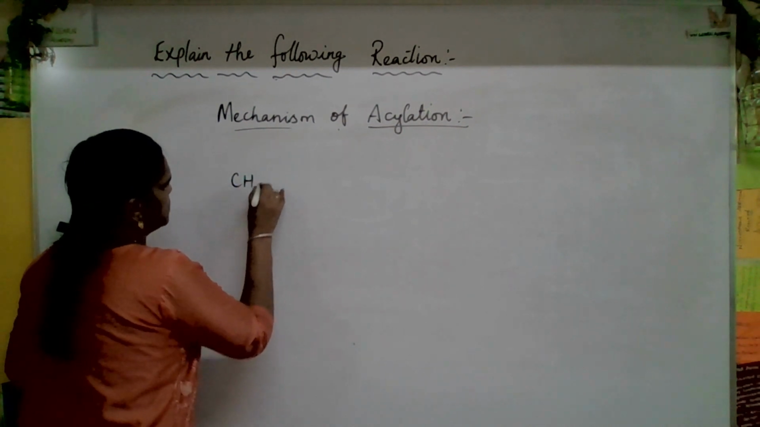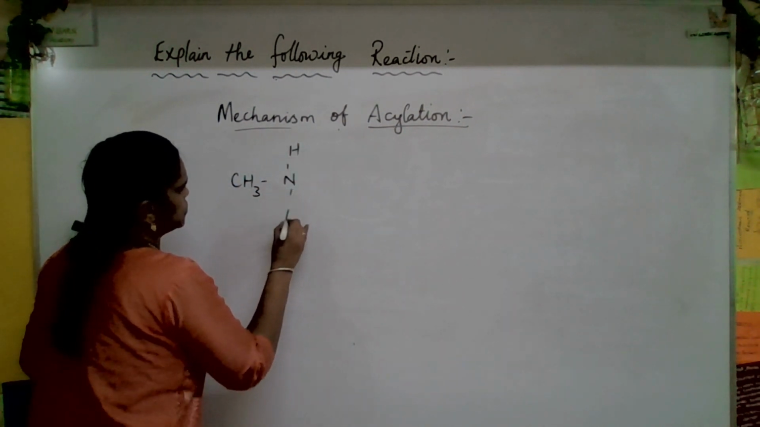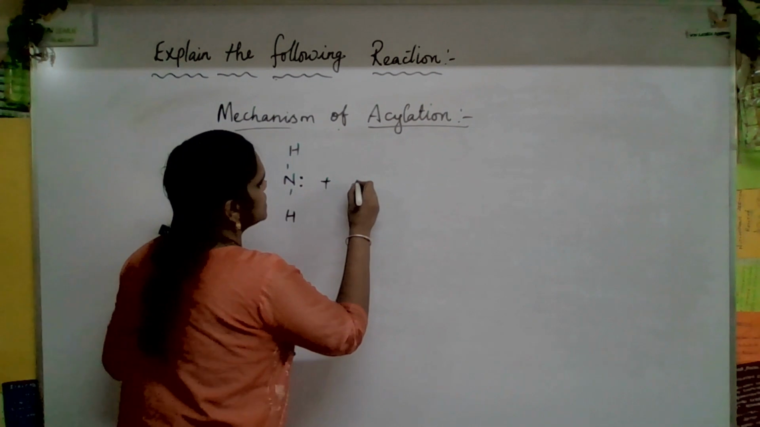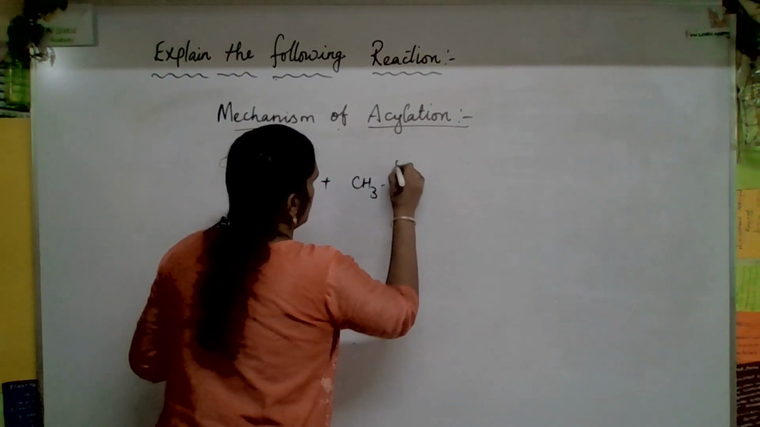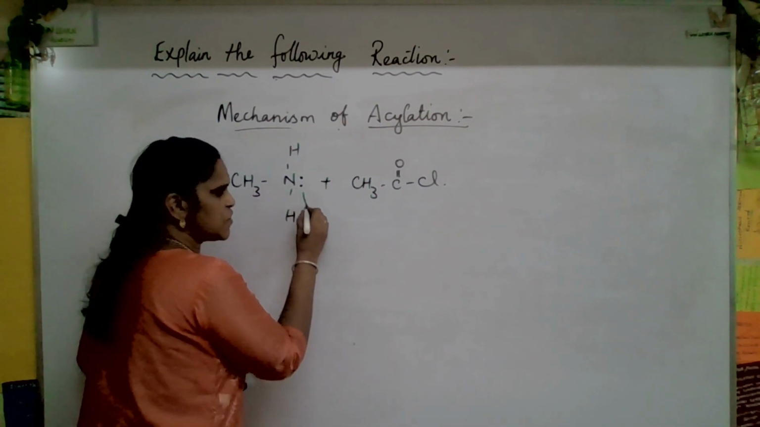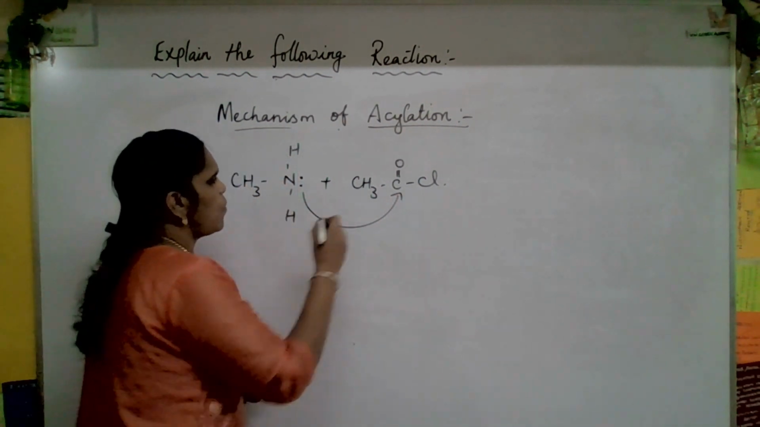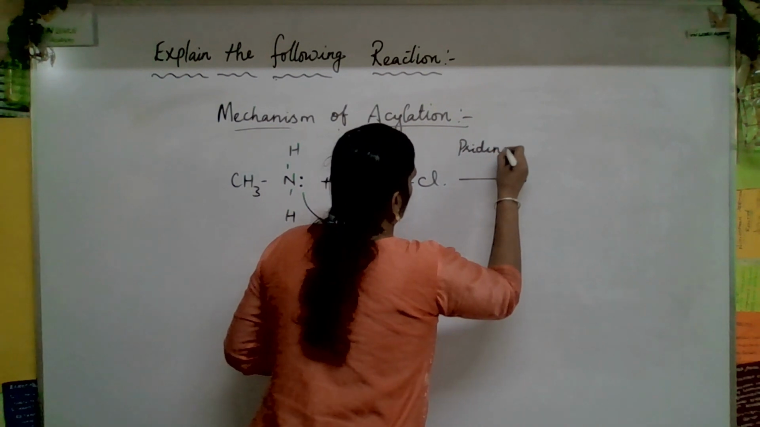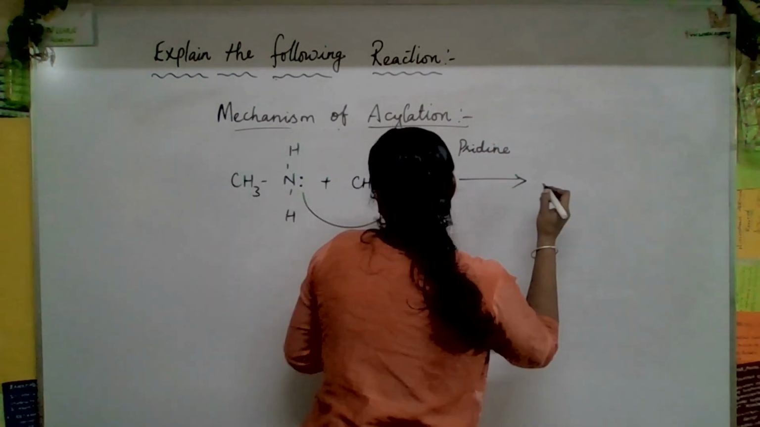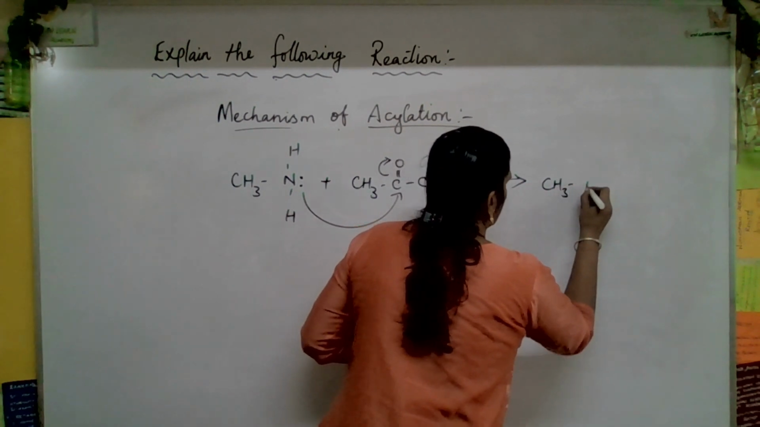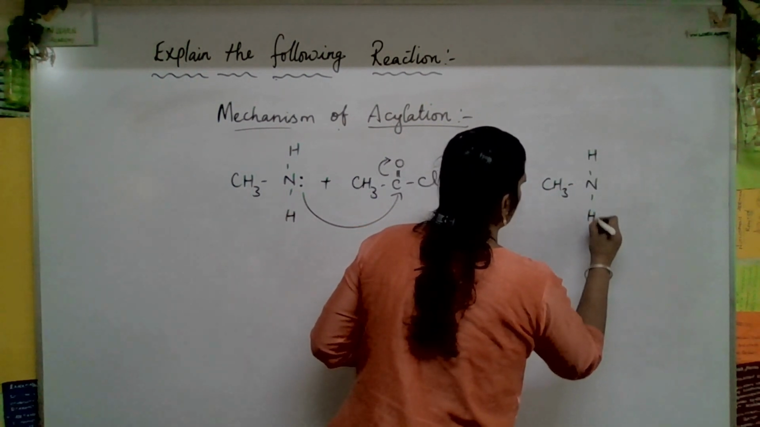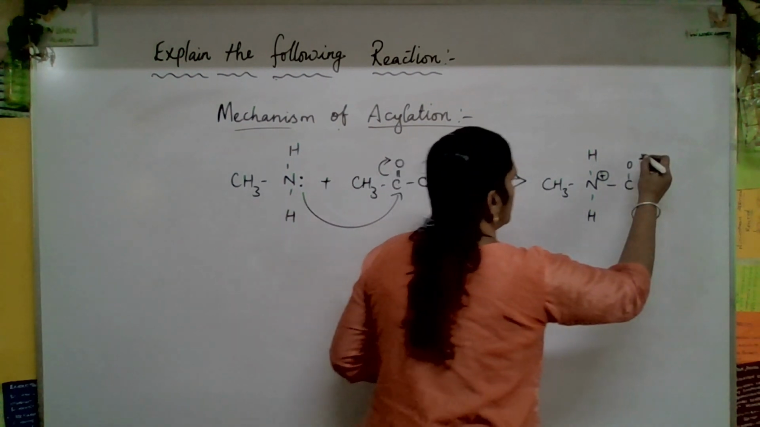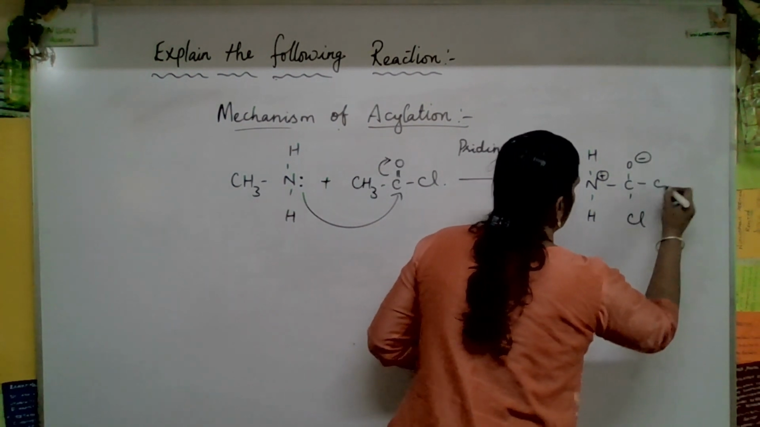Here CH3NH2 acts as an amine, as a nucleophile, and it combines with acetyl chloride, CH3C double bond O Cl. Now this nucleophile attacks the carbonyl carbon. This goes over here, in the presence of pyridine. Now what happened here? You will get CH3, N, here hydrogen and here also hydrogen. You will get the positive charge over here and the negative charge over here, and here Cl and here CH3.